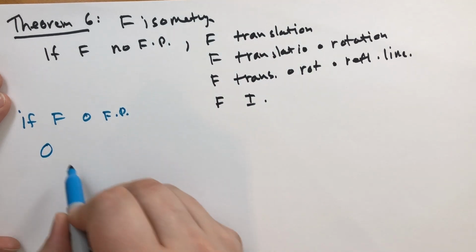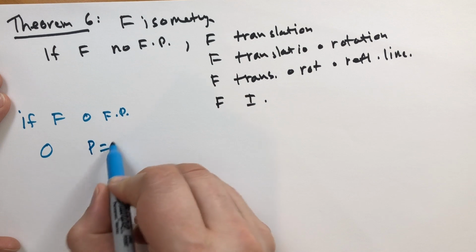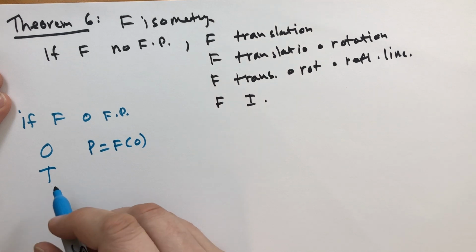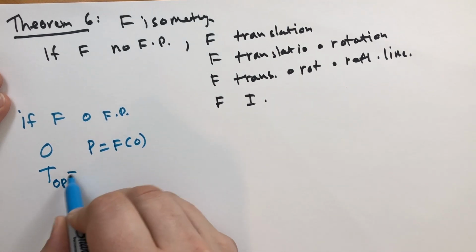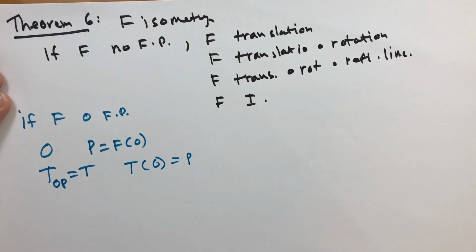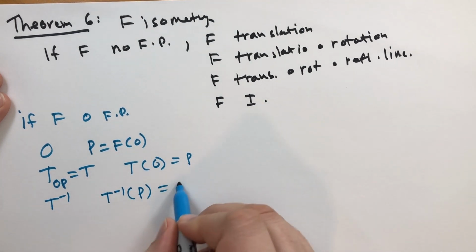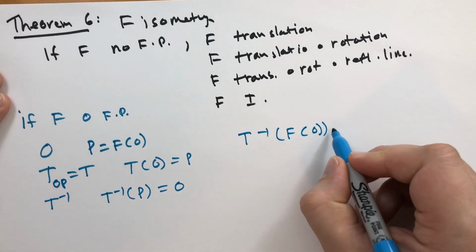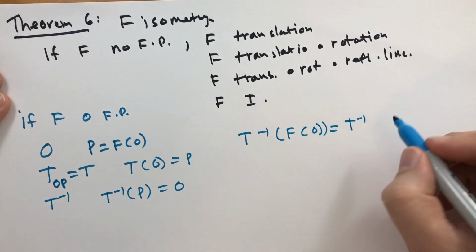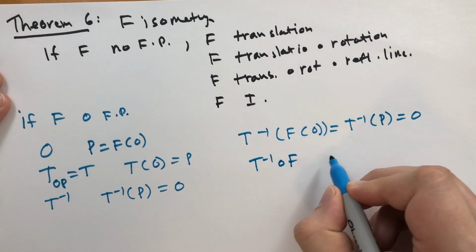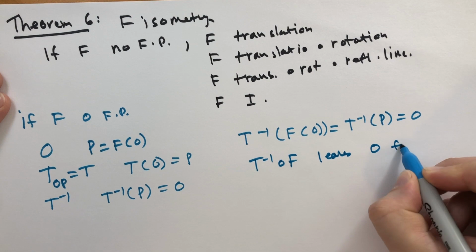So let O be any point, and let P equal F applied to O. Let T be a translation such that T of O equals P. So T is just the translation from O to P. Then T to the minus 1 is also a translation, and T to the minus 1 of P will give you O. Hence, T to the minus 1 applied to F applied to O is the same as T to the minus 1 applied to P, which is O. So T to the minus 1 composed with F leaves O fixed.